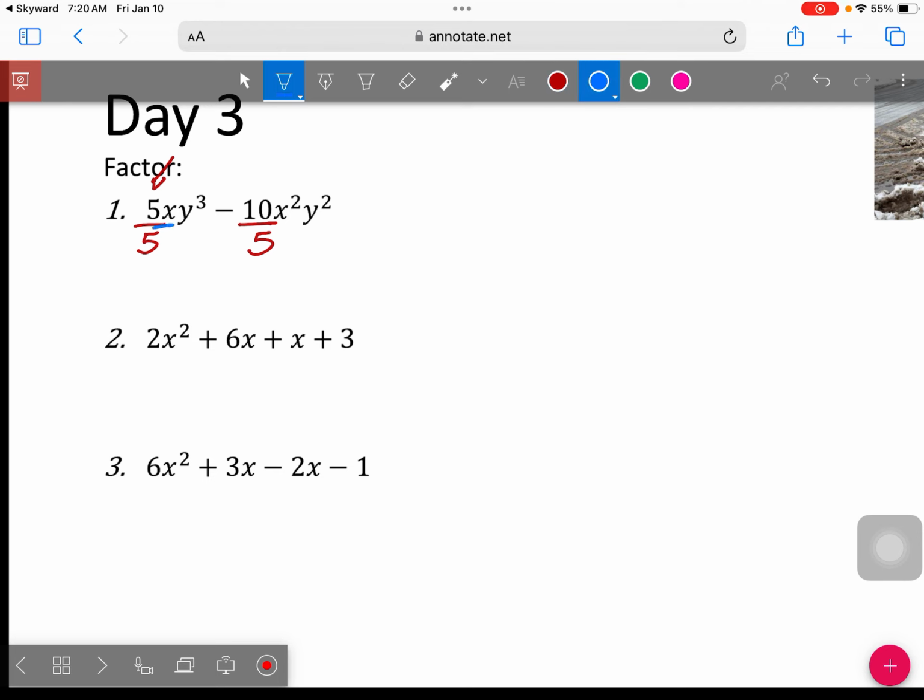All right, then we look at our variables. I have an x and an x squared. How many x's can I take away from both of them?